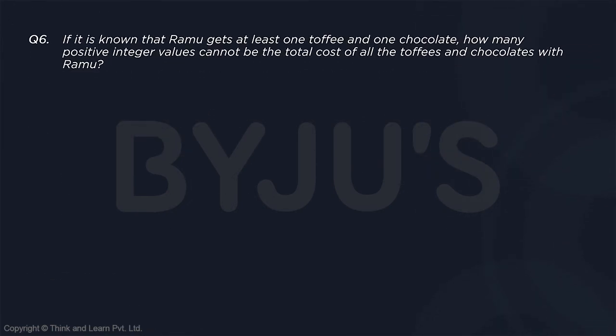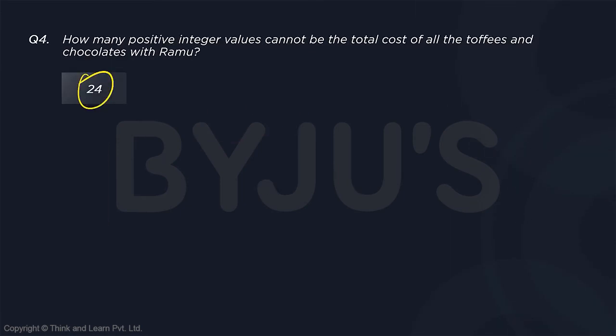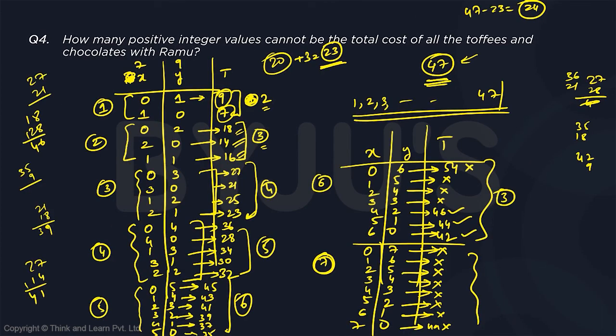The last part: if it is known that Ramu gets at least one toffee and one chocolate, how many positive integer values cannot be the total cost of all the toffees and chocolates with Ramu? Now the same thing that we have done till now. So if you notice what we did in the previous question, we have seen up to 47, 23 of them we got, the remaining 24 we cannot get, and we have done till 7, right?